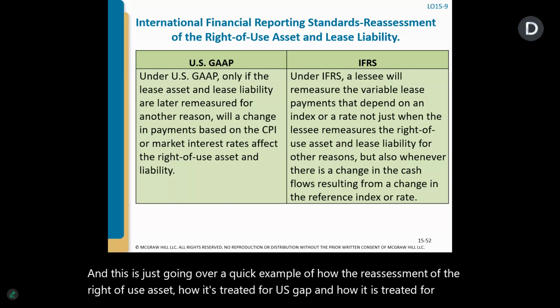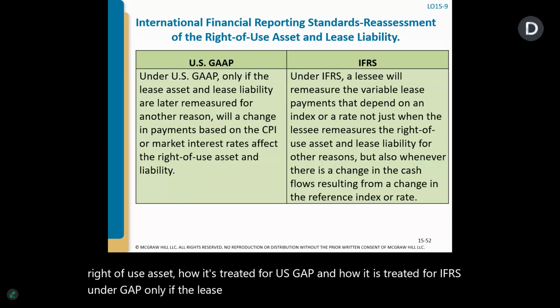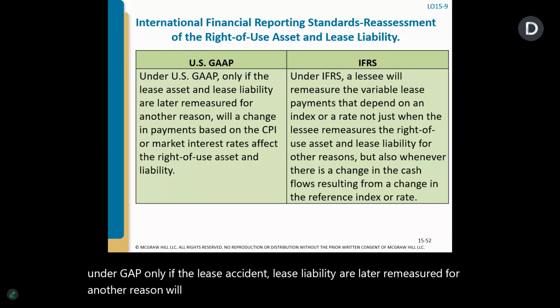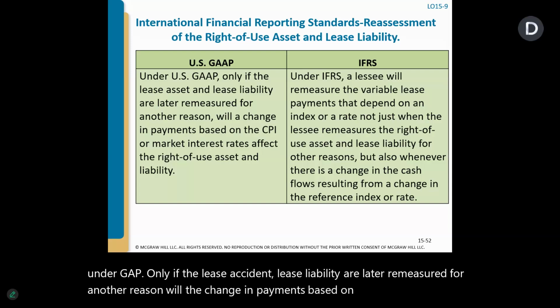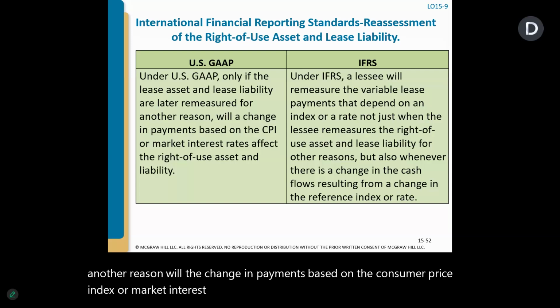Under GAAP, only if the lease asset and lease liability are later remeasured for another reason will the change in payments based on the consumer price index or market interest rate affect the right of use asset.